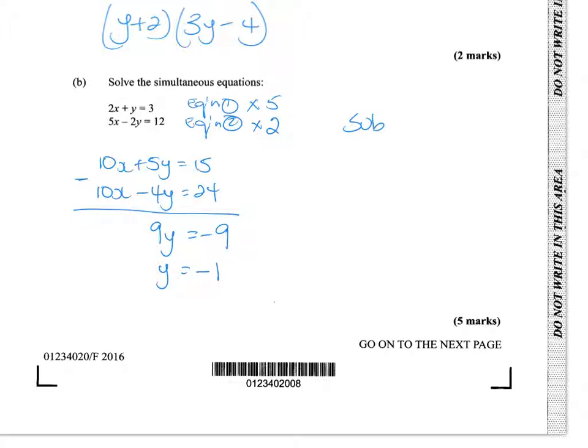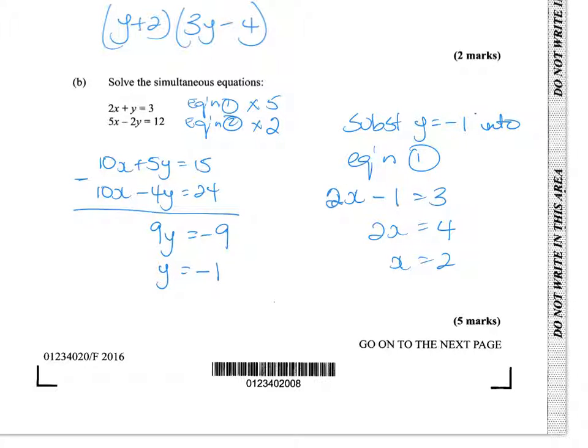Then I substitute y equals minus 1 into any of the equations. So I'm going to choose equation 1. So I will get 2x minus 1 equals 3. 2x is therefore equal to 4. x is equal to 2. So therefore, x equals 2 and y equals minus 1.